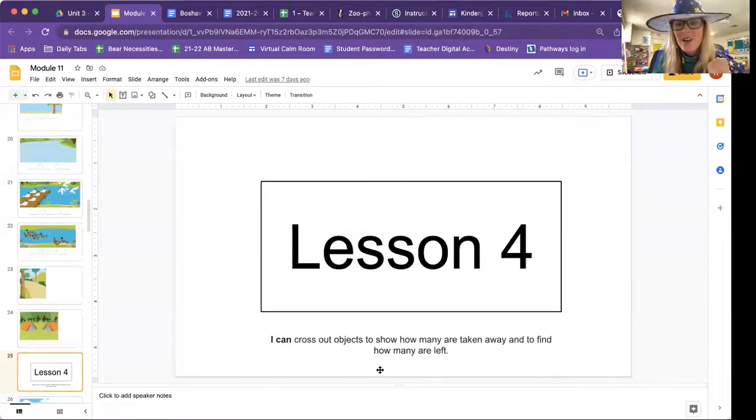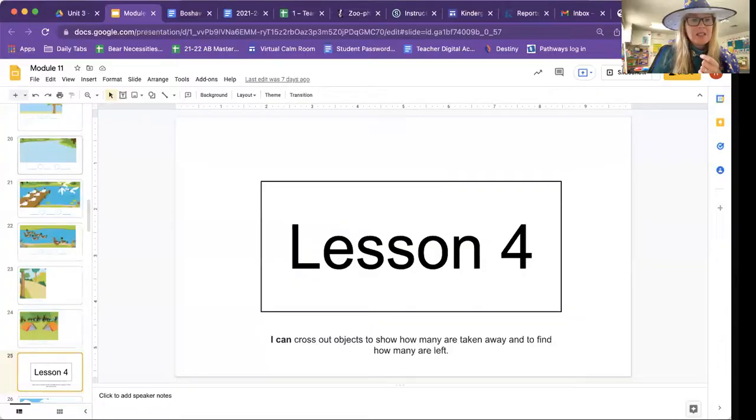All right, so let's go ahead and look at our lesson. Module 11, lesson 4 for today. I can cross out objects to show how many are taken away and find how many are left. So this is just a way to help our brain organize a subtraction problem, a takeaway problem, by crossing out. Like when we were doing matching, we drew lines to help our brains be organized and match things up. Math is very logical, and we need to have an organized brain. So crossing out objects will help us with that.